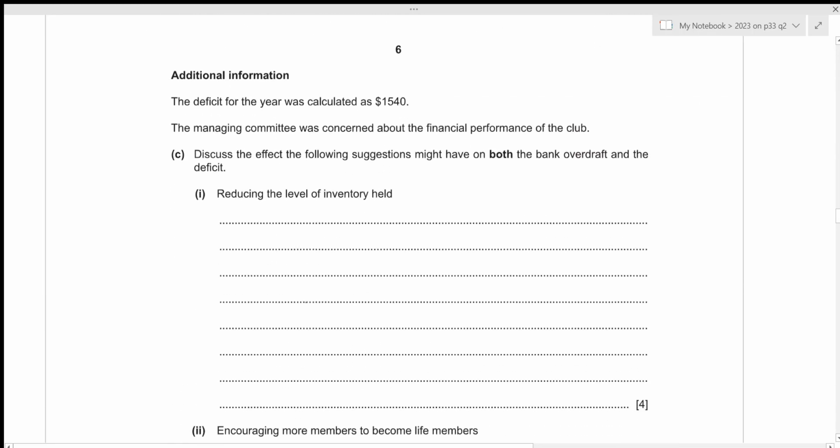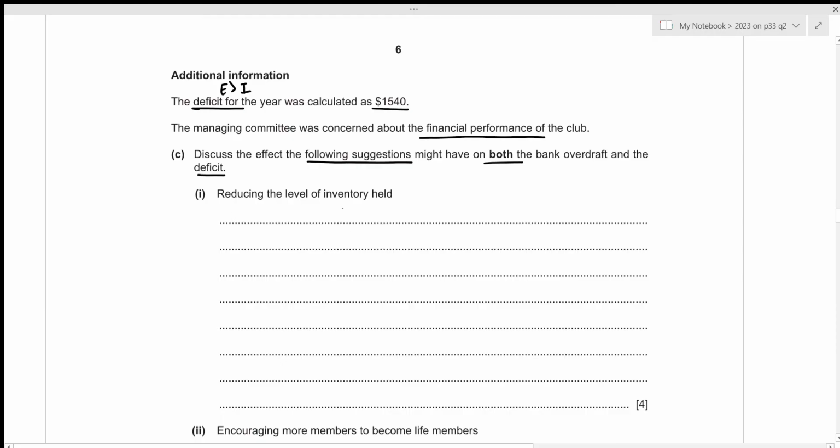Now we have additional information. The deficit for the year was calculated as 1,540. And this is a deficit, which means that our expenditure was greater than our income. The managing committee was concerned about the financial performance of the club. We need to discuss the effect the following suggestions might have on both the bank overdraft. We've already concluded that there was a bank overdraft at the opening date as well as the closing date, and the deficit. Okay, we need to write down the effects of the given suggestions.